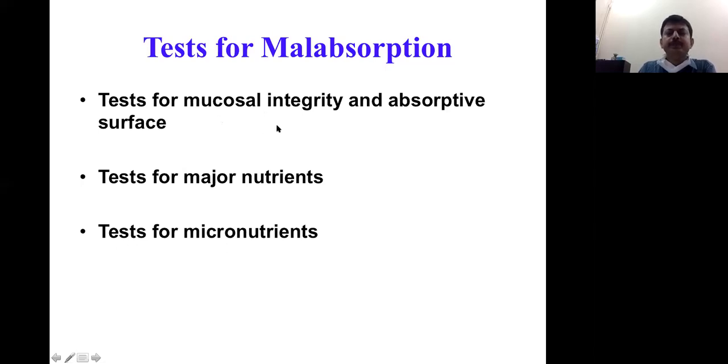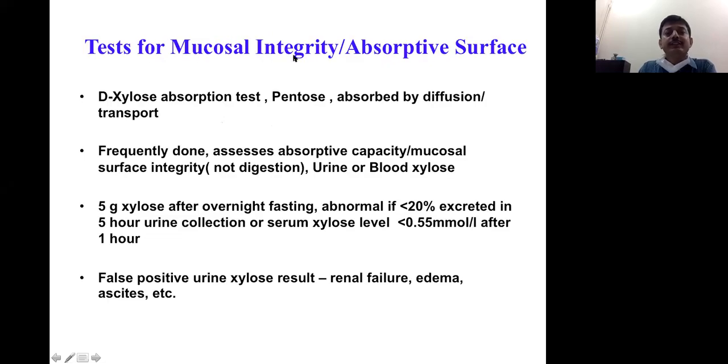First we look at the tests for mucosal integrity. These tests do not look for digestion. They are only looking for absorption. For absorption, you need a healthy mucosal surface and an adequate mucosal surface area. So if the surface area is reduced or if there is damage to the mucosal surface, then these tests will be abnormal. The test which we commonly do in clinical practice is the D-xylose absorption test.